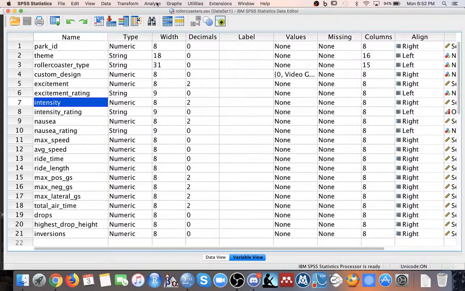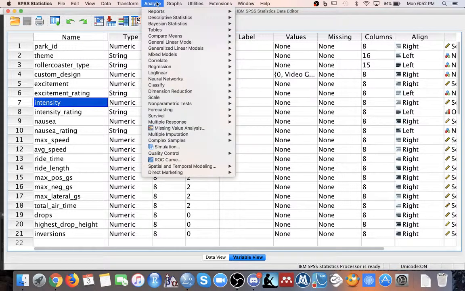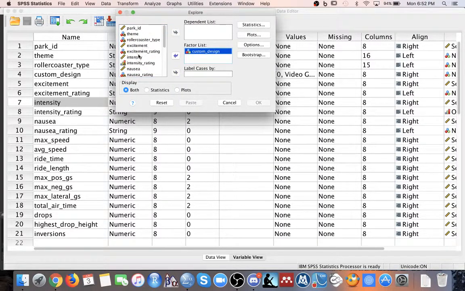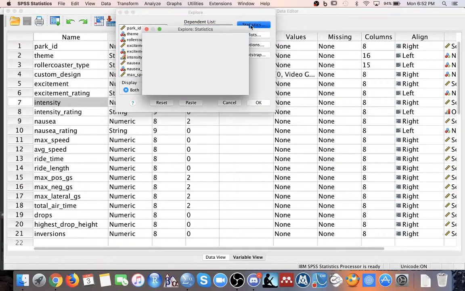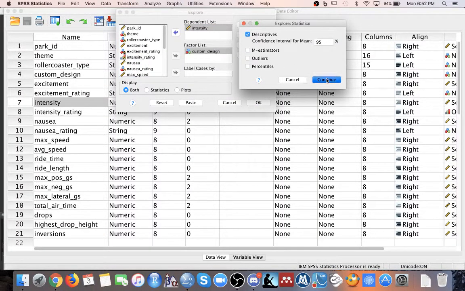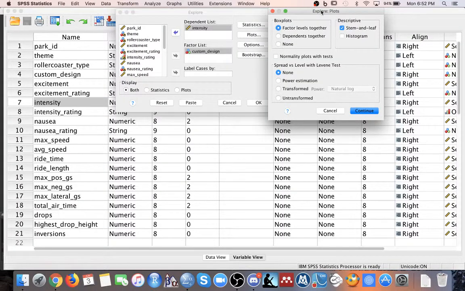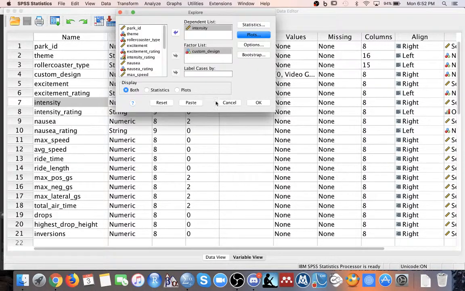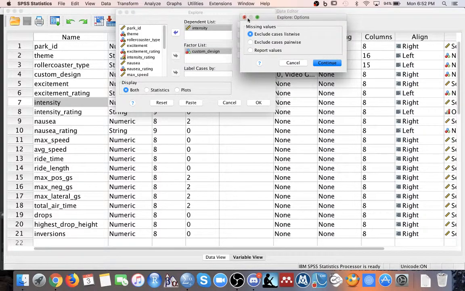So the other two things we can examine statistically. The first thing we want to look at is normality, and you can do that by going to Analyze, Descriptive Stats, and Explore. We're going to put the custom design in the factor list and the intensity rating in the dependent list. Under statistics, we can leave that alone. The important thing here is that we get the appropriate plots. We want to see a histogram, and we want to see the normality plots with tests. Under options, we want to keep this as exclude cases listwise, although we also know that there's nothing missing.